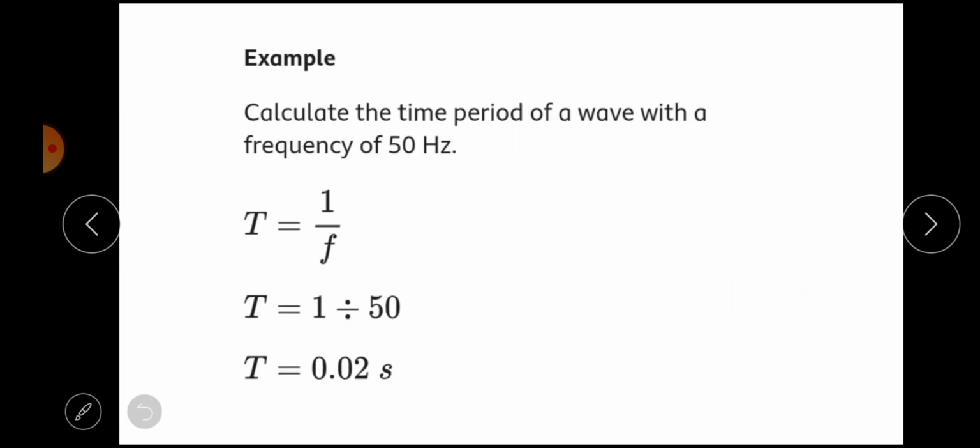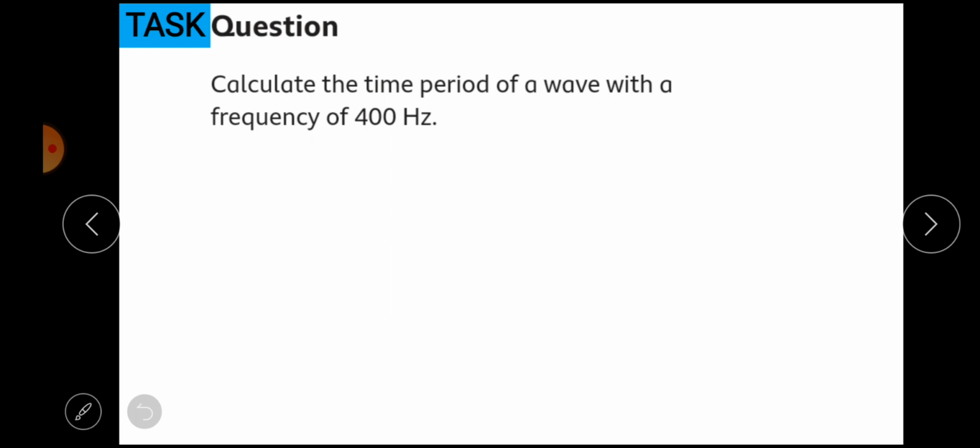All right. So calculate the time period of a wave with a frequency of 50 hertz. What is the period taken by this wave? So you can calculate it like that. 1 over f, which is 1 over 50, and then you get 0.02 seconds. Here's a task. Calculate the time period of a wave with a frequency of 400 hertz. So please pause the video and work on this one.